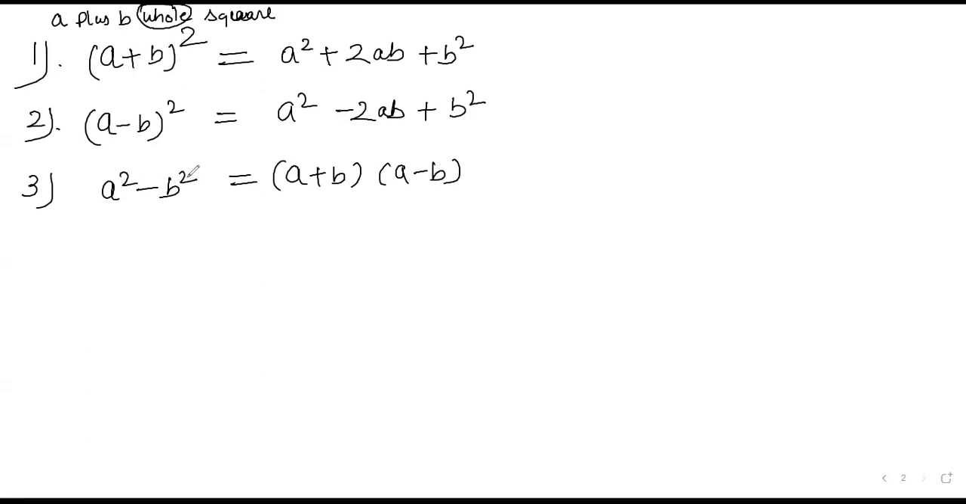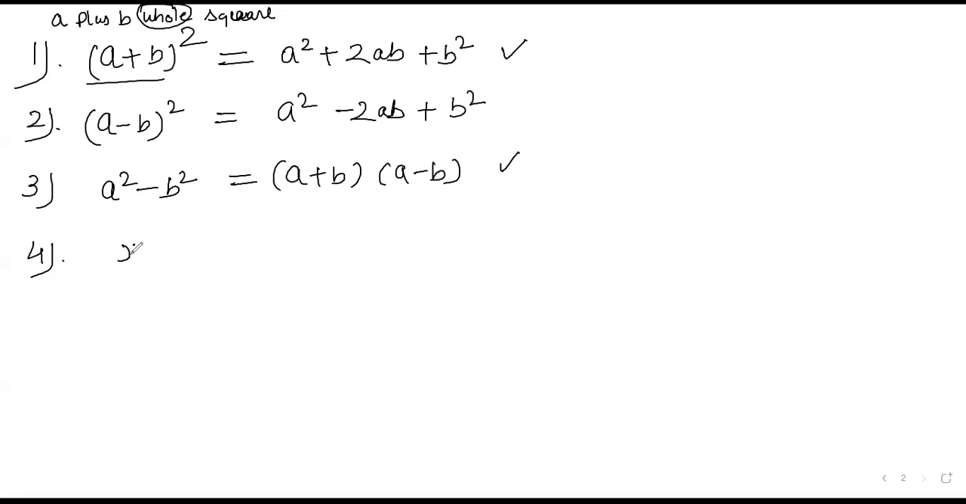Students get confused here in the formulas. So a plus b whole square, what is it, and a square minus b square, what is it? Please keep this in mind. This is a different thing. This is read as a plus b whole square. This is read as a square minus b square.